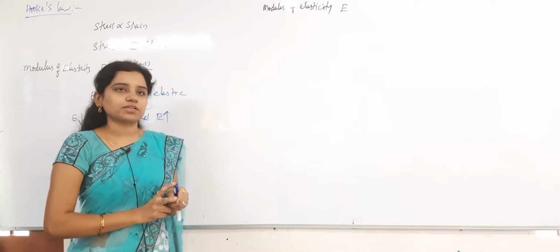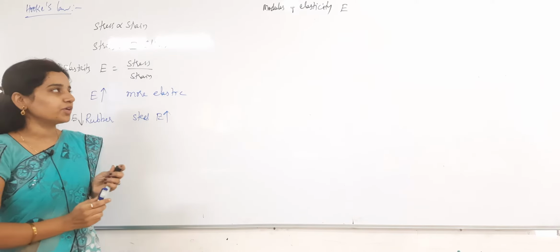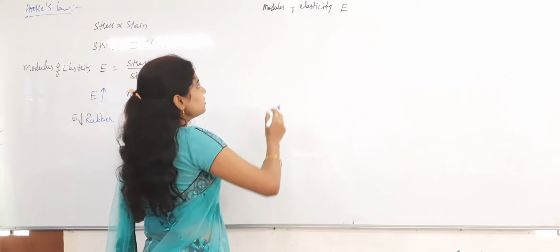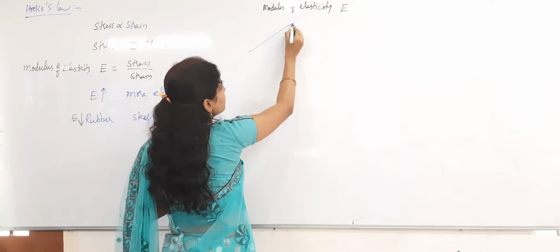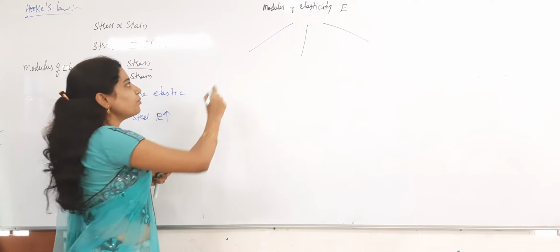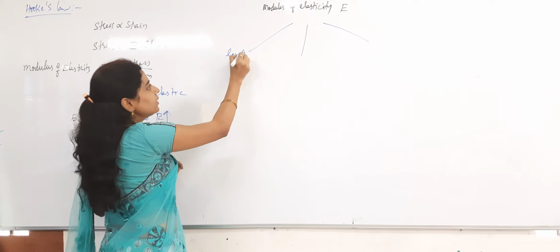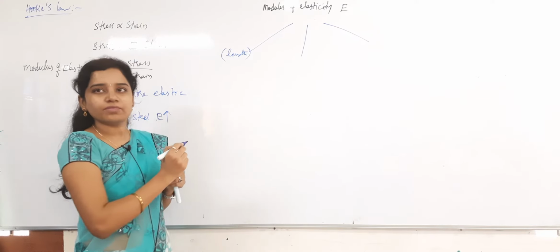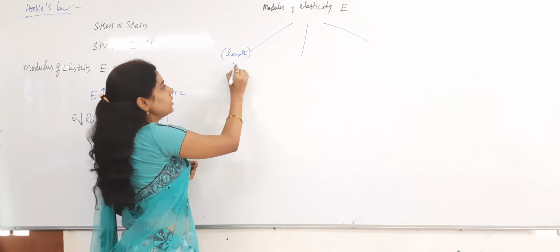Is more as compared to rubber. Very important point that one is. Next one is, this modulus of elasticity will be again 3 types. One is whenever you are talking about the length, at that time which modulus of elasticity will come? In case of length, Young's modulus.